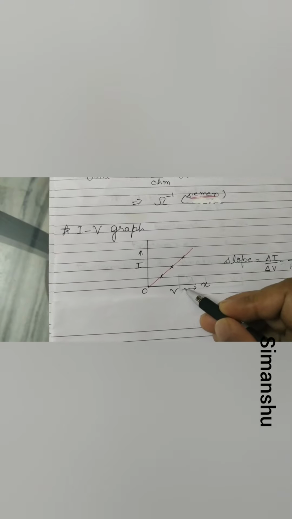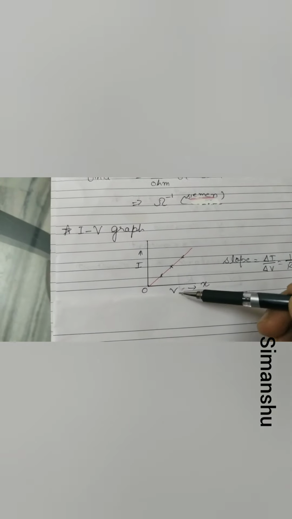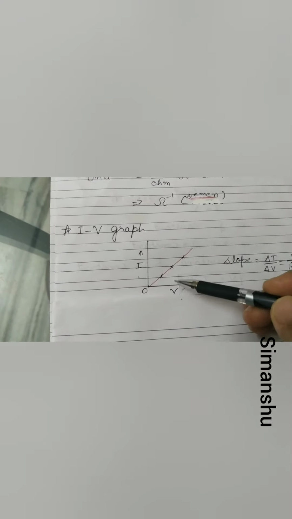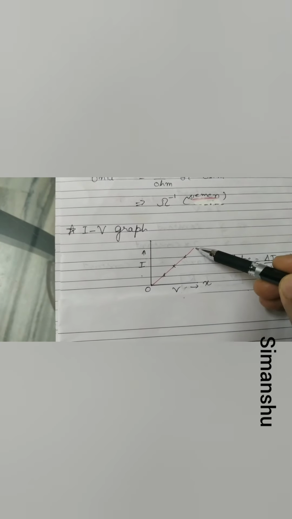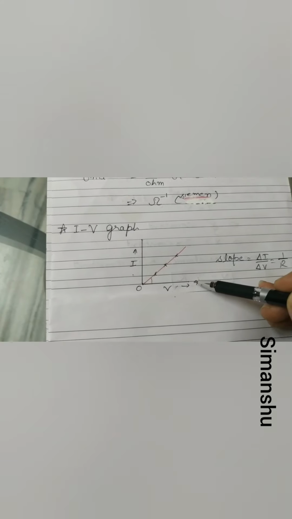In a graph, along the x-axis we always keep the independent factor. Here the independent factor is voltage, so toward the x-axis it is voltage, and toward the y-axis it is current. Okay. So with an increase in voltage, current increases. In that way we get a straight slope inclined at a certain angle to the x-axis.